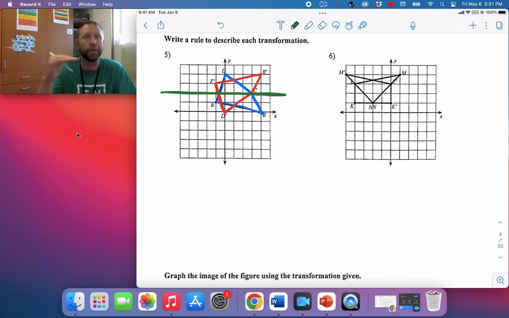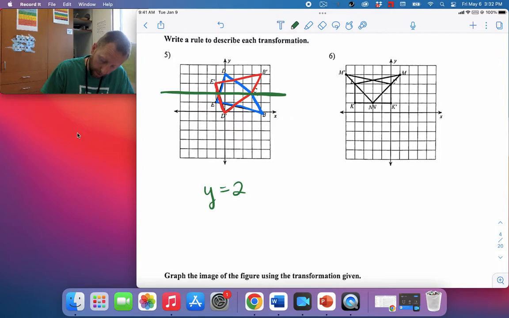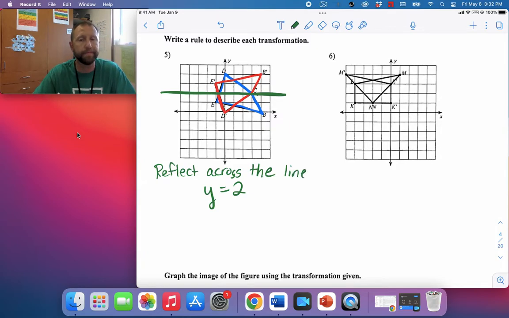That line, remember a horizontal line, we just did this last week, has an equation of y equals a number. What number? Well, it's wherever it crosses the y-axis. It crosses the y-axis at 2. So y equals 2 is my line of reflection, and I just have to state that this is a reflection. So reflect across the line y equals 2. That would be my answer for this one. All right, pause the video. Go ahead and try number 6.